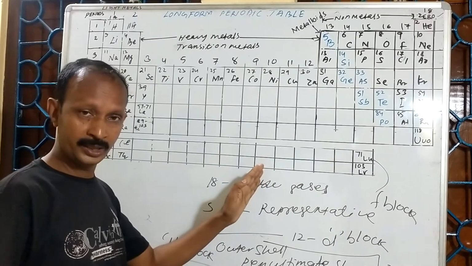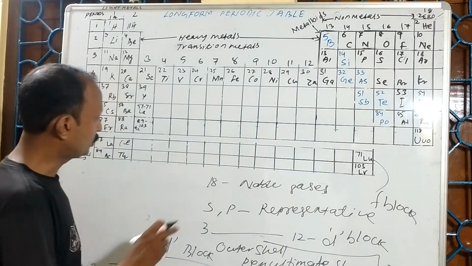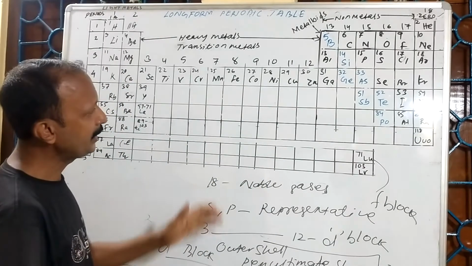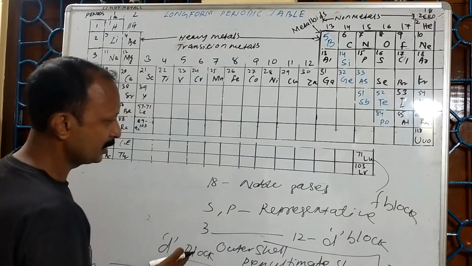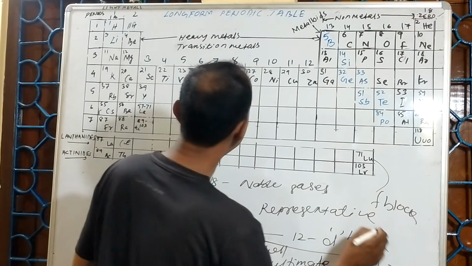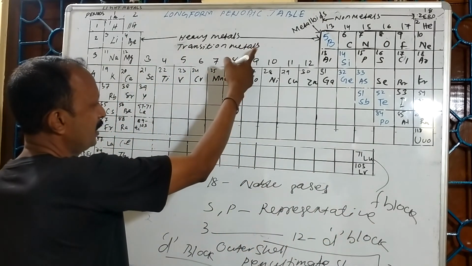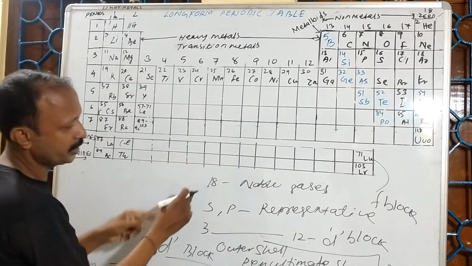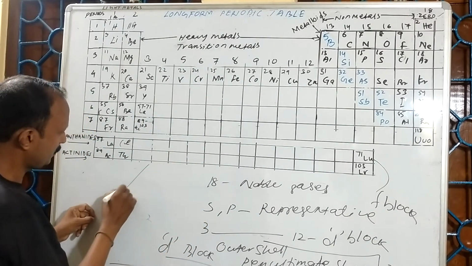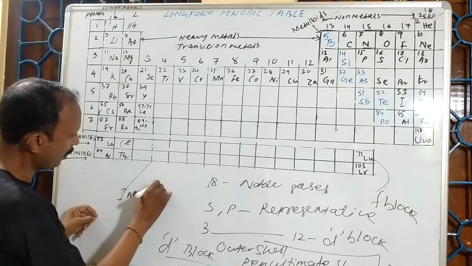So their properties are similar. They are also said to be inner transition elements. These elements, D block elements, are also called the transition elements. These also belong to them. That's why they are said to be inner transition elements.